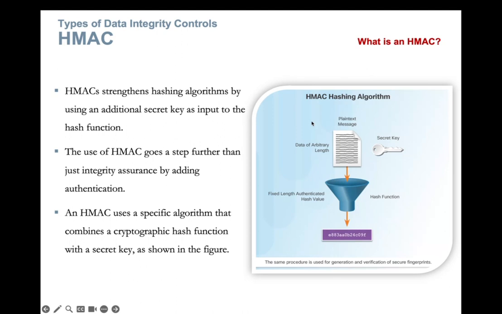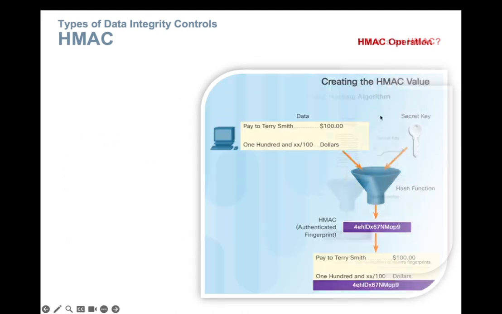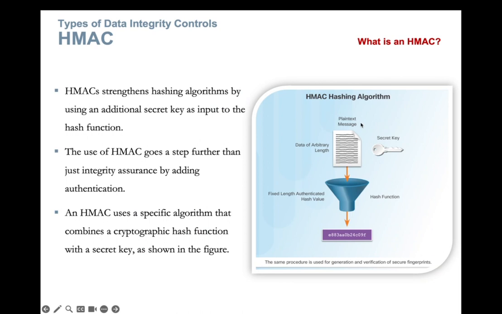Here you can see in this HMAC hashing algorithm, there is a plain text. That plain text is given as an input to your hash function. Then it generates a digest, the fixed length authentication hash value. The use of HMAC goes a step further than just integrity assurance by adding authentication, because it combines the cryptographic hash function with the secret key.